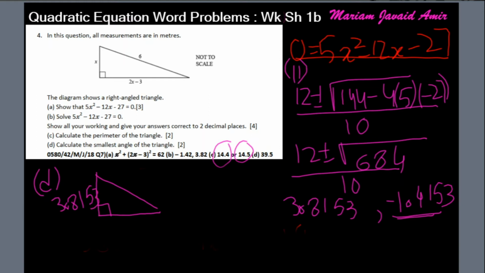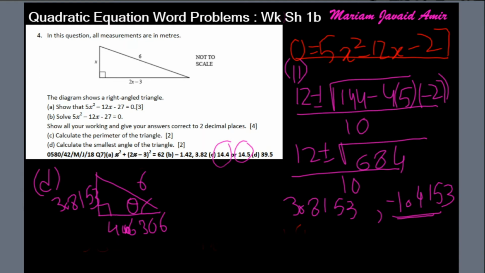So write 3.8153 here, 6 here, and this one is 2x minus 3. So 2 times 3.8153 minus 3 gives us 4.6306. We'll try to use answers till 4 decimal places at least. Alright, so now the smallest angle will be this angle because it's opposite to the smallest side.